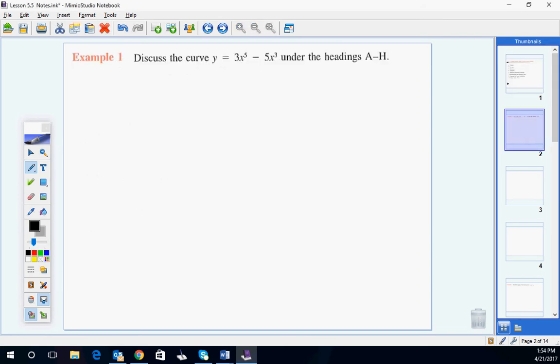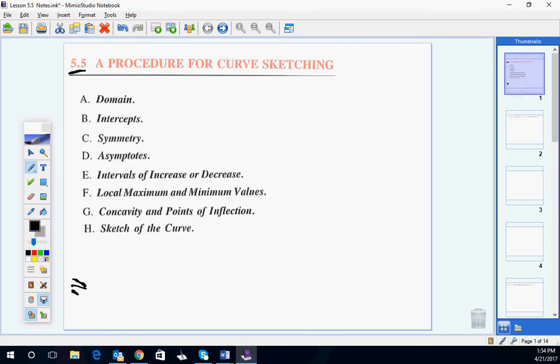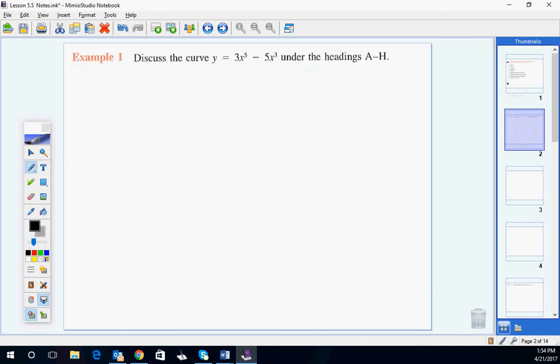So example 1: discuss the curve 3x to the 5th minus 5x cubed under the headings A through H. So what it means is the headings I just put up here, A through H. We're just going to do all of those. So we're going to start with A.